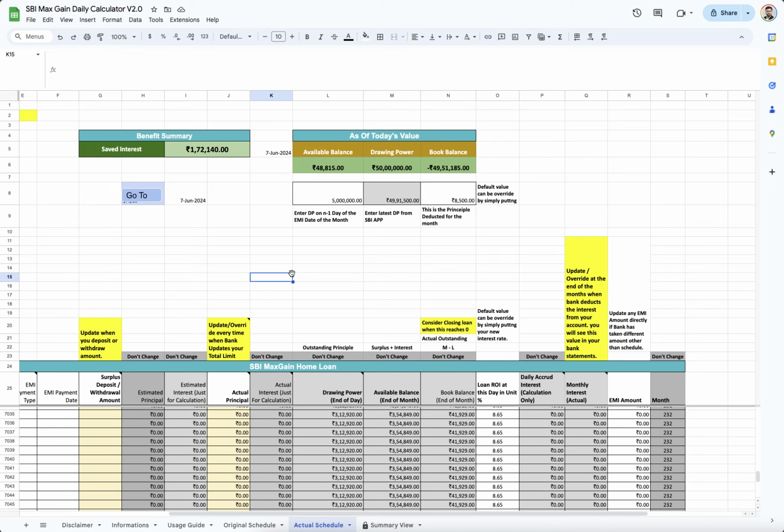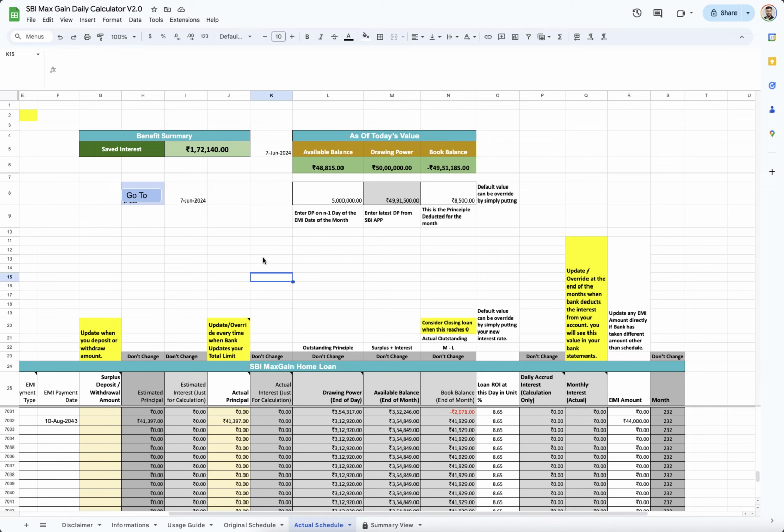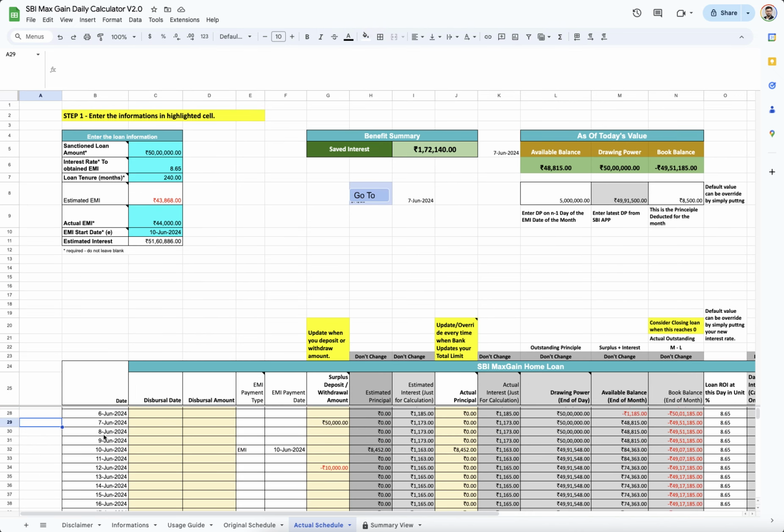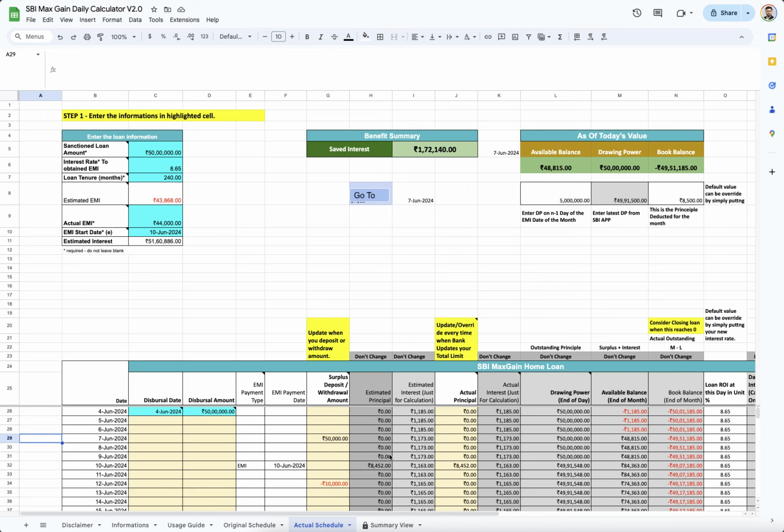All right. Moving to the next thing here. You see there is a button that I added. The moment you click on it, it will get you the current date in the cell, because there are so many rows, it's very difficult to manage.